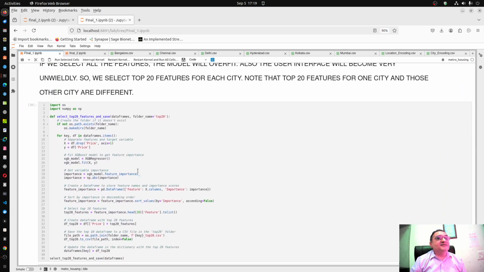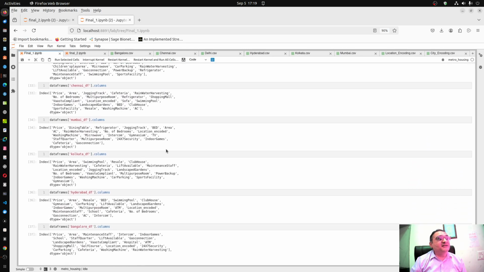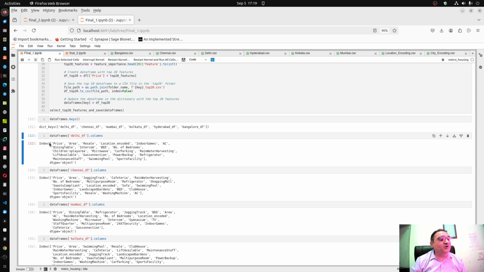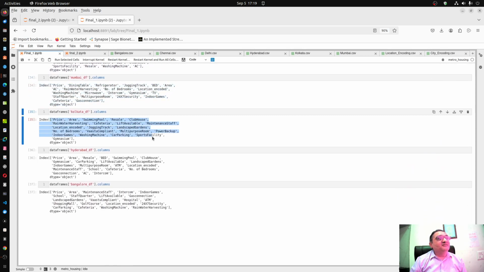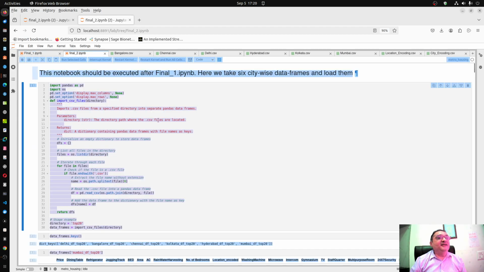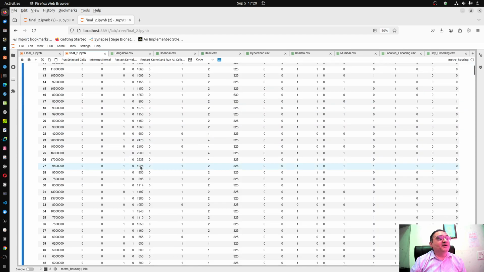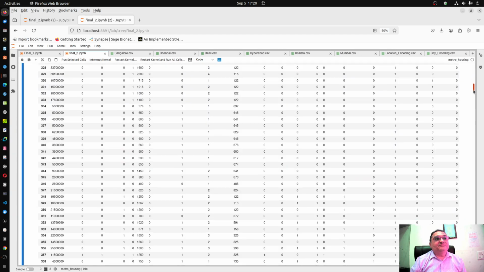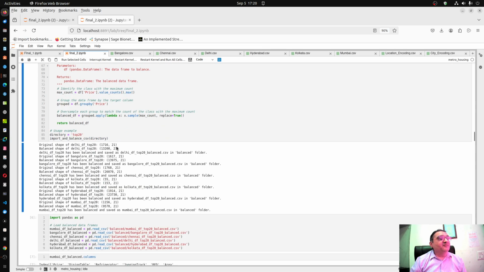Then next, the top 20 features were found, and we decided that we will keep only six data frames, one for each city, with only the top 20 features. Here you can see those top 20 features for Delhi: price, area, resell, location encoded. Here price, area, jogging track, cafeteria, rainwater. Here price, dining table, refrigerator. So many of the features were different for different cities. We saved these six data frames, cleaned and with only the top 20 features. Then we continued further, and thereafter this is the Mumbai data frame top 20. This is the Delhi data frame top 20.